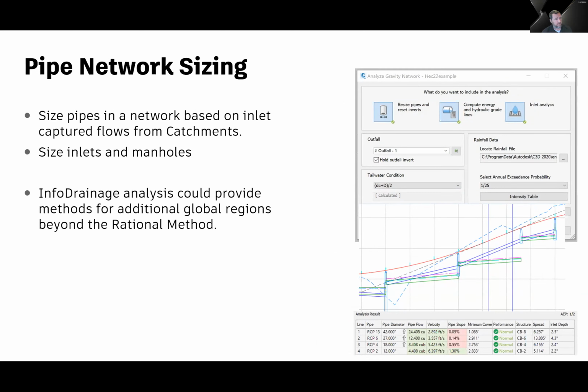So maybe not very useful if you're outside the US. Probably most people on this call are in the US, though I know usually we get some people that are not. And maybe this is more important for them, being able to tie the Civil 3D pipe network to more global methods for pipe sizing.